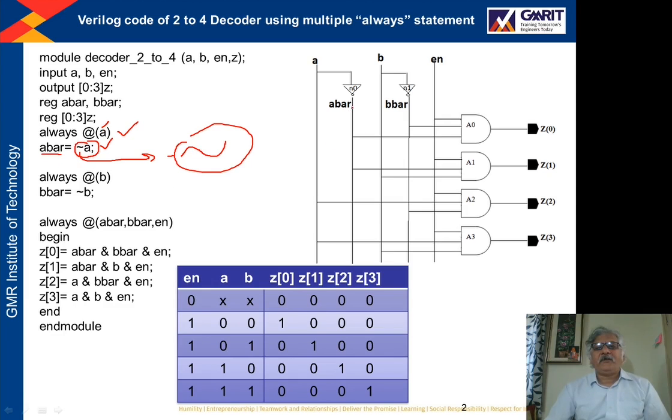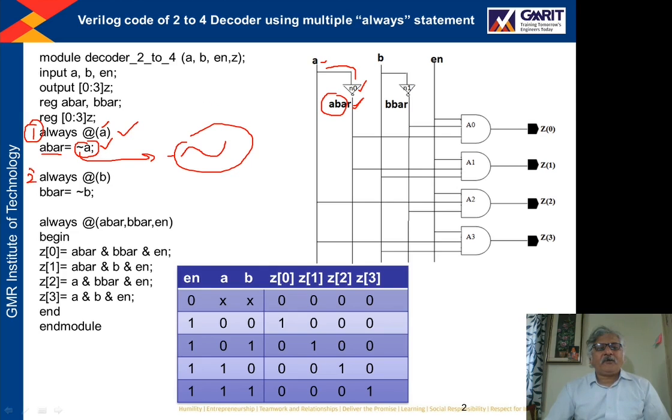So now you can see here this is our A bar, right? This intermediate wire. So whatever is the value of A, it will pass through this inverter. So there is one inverter. We have to complement the value of A, and that will be the value of A bar. So that is done in this first always block. Okay. Now we come to the second always block.